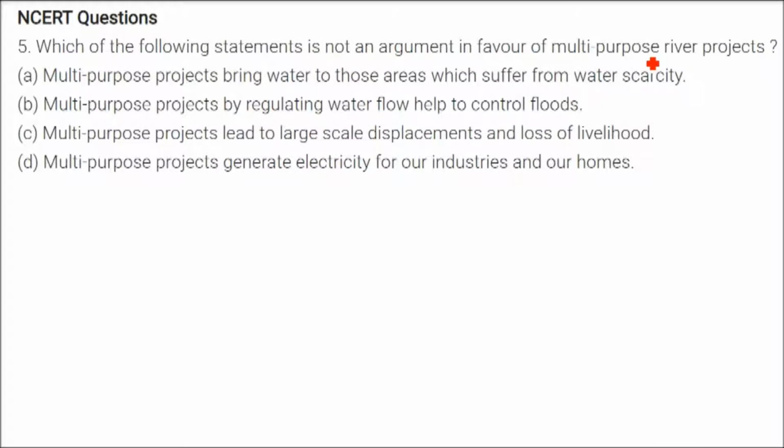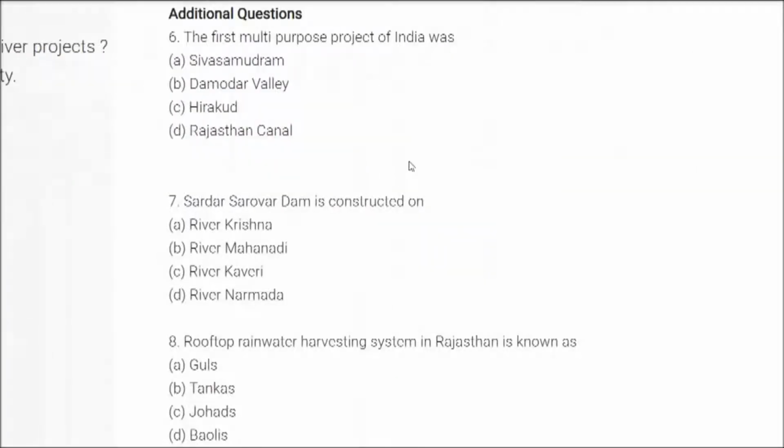Which of the following statements is not an argument in favor of multi-purpose river projects? This is in the NCERT book also. And the answer is C here. Multi-purpose projects lead to large-scale displacement and loss of livelihood, and this cannot be in favor of this. It cannot be a favorable argument. Actually, it is against the making and passing of these multi-purpose river projects.